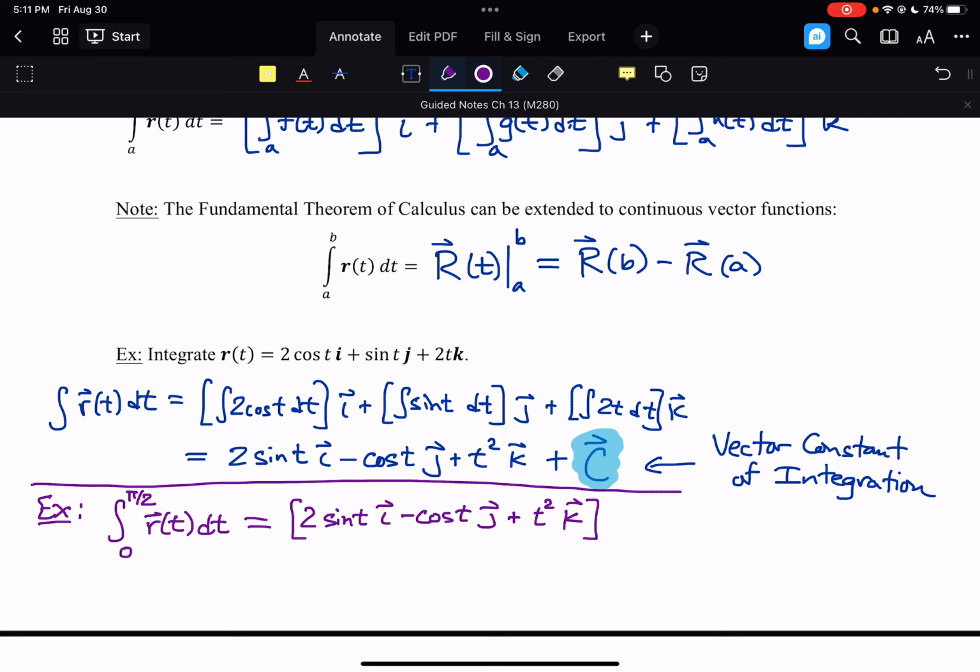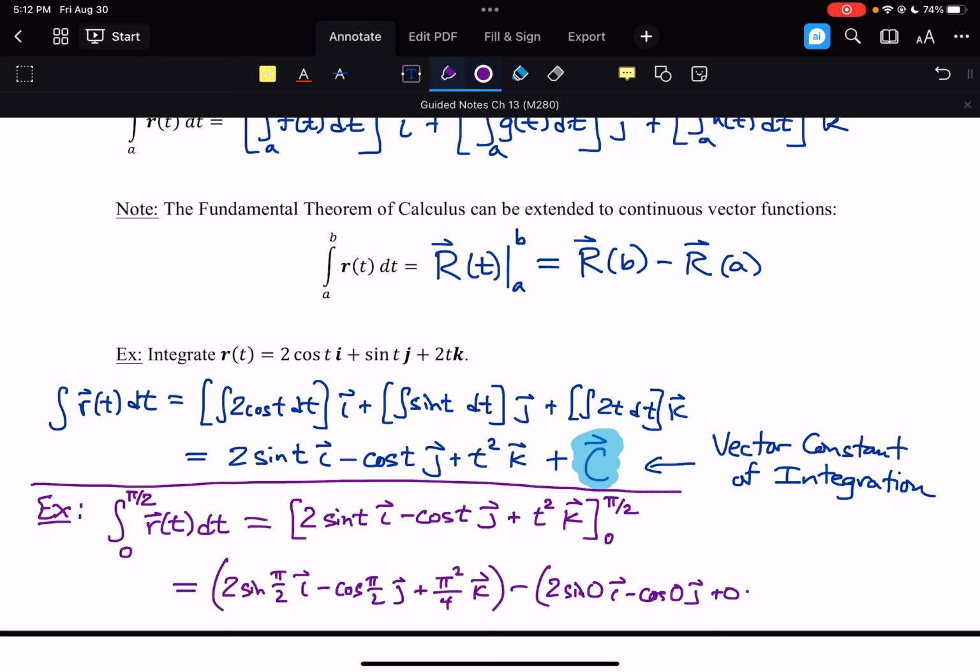We don't need the plus c for a definite integral. If you included it, it's not the end of the world. Just make sure that it subtracts away to 0 when you're done. But we are going to evaluate this from 0 to pi over 2. So for the pi over 2 case, we have 2 sine pi over 2 i minus cosine pi over 2 j plus pi squared over 4 k, minus 2 sine of 0 i minus cosine of 0 j plus 0k.